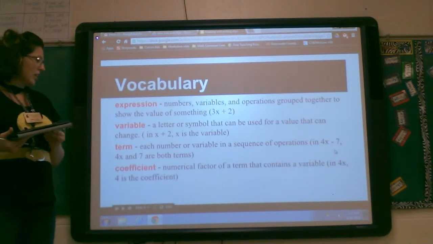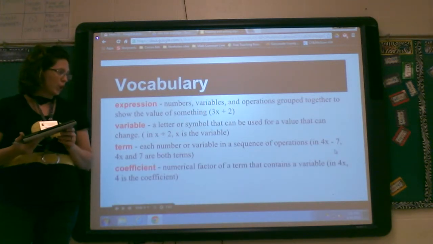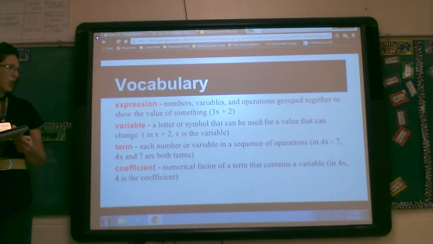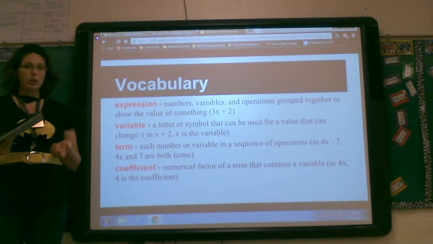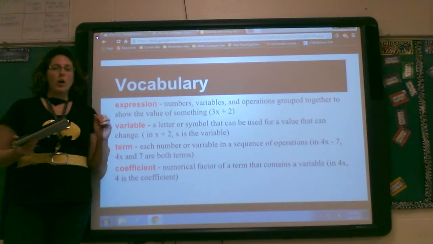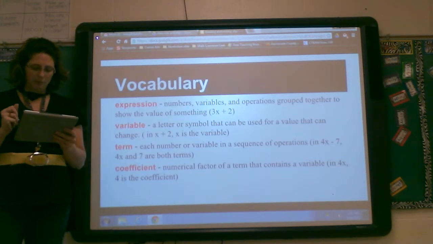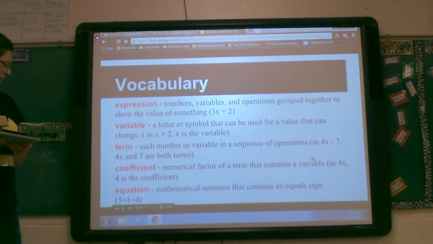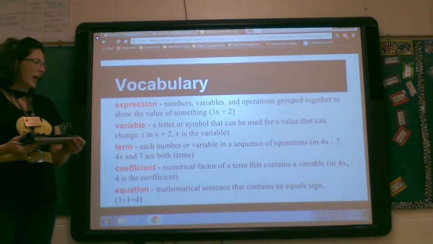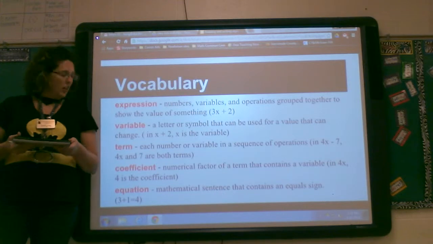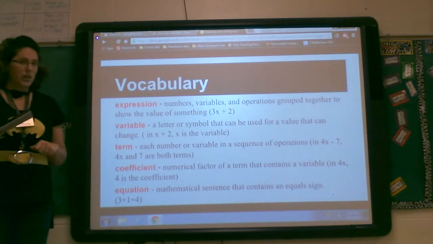Coefficient is your next one. It is a numerical factor for a term that contains a variable. So in 4x, 4 would be your coefficient because it tells you what to multiply your variable by. And the last one is equation. An equation is a mathematical sentence that contains an equal sign. So for example, 3 plus 1 equals 4.